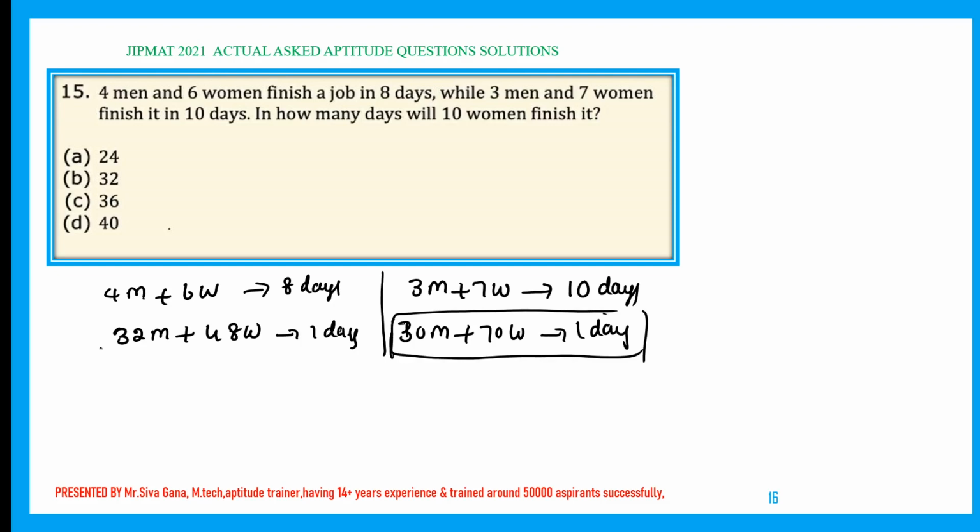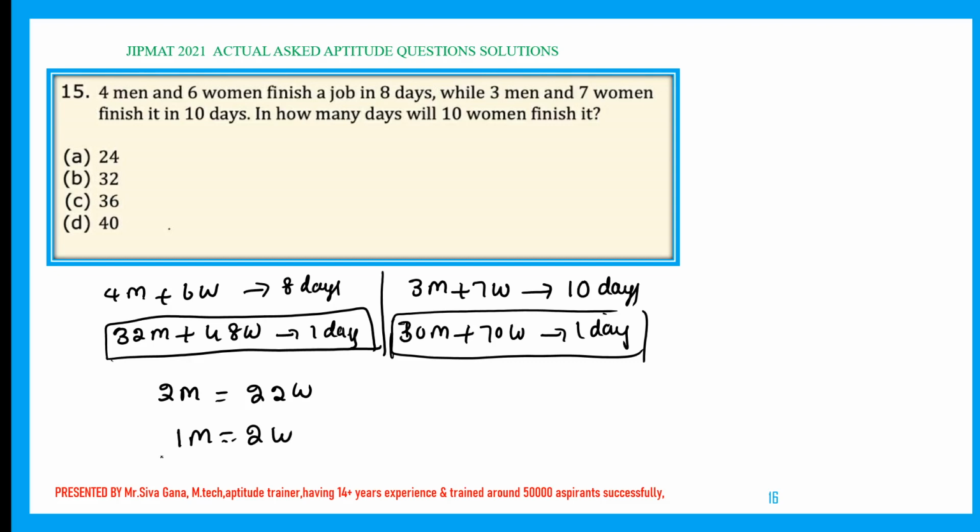This is also 1 day work. We can equate 30 minus 32, 2 men is equal to 70 minus 48, 22 women, which means one man is equal to two women. Not physically, but in efficiency and working pattern, one man can do the work of two women.